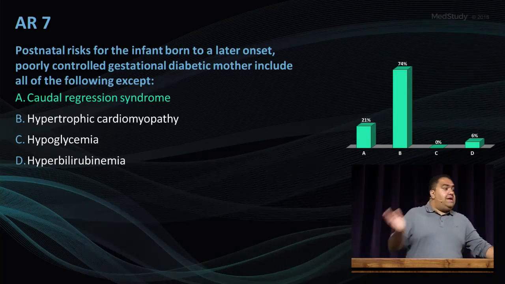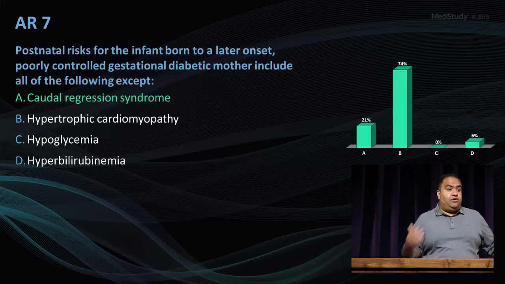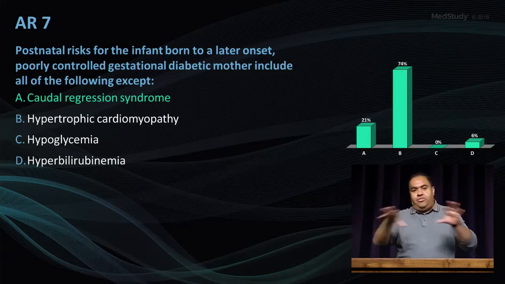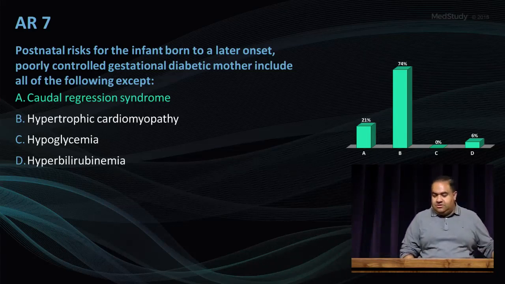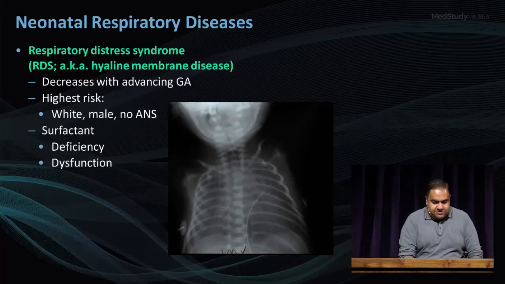So that's when your preconception glucose was really, really poor and out of control. That's when these kids are going to be at highest risk of having caudal regression syndrome, because in those first 12 to 14 weeks of gestation, the development didn't get a chance to occur properly. Hypertrophic cardiomyopathy you're going to probably see a little bit later, as well as hypoglycemia and hyperbilirubinemia because of the blood counts. Okay? All right. Let's go to respiratory.